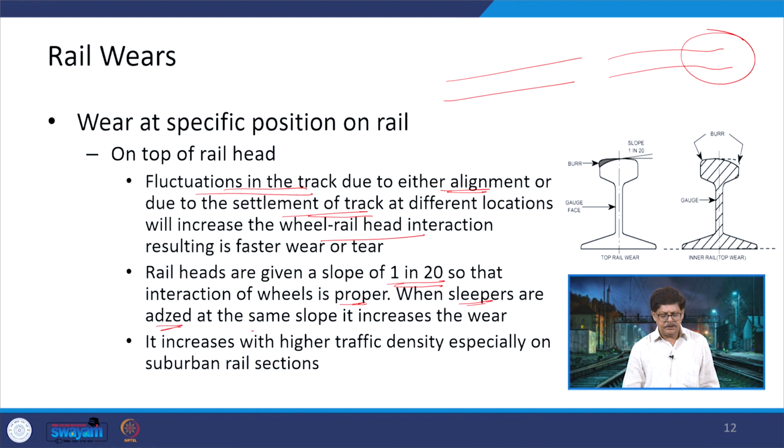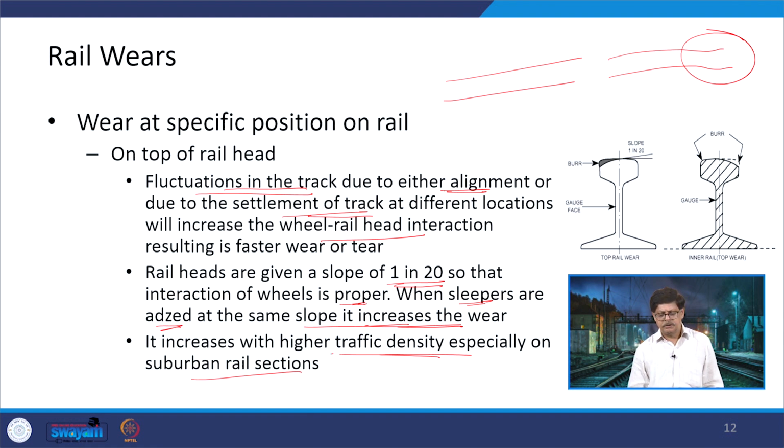So, in that case again the wear is going to increase. Now, it increases with the higher traffic density, especially on the suburban rail sections. When we talk about suburban rail sections, it means in Mumbai, in Kolkata or in Chennai. In all of those locations we have suburban trains.